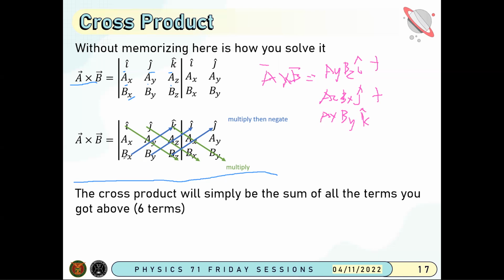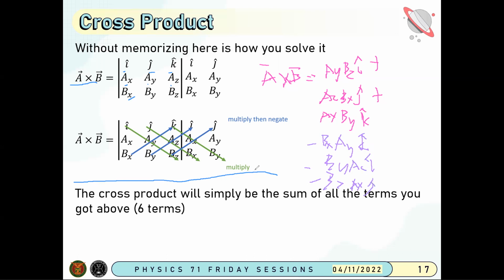Now, you have these blue lines going upward. So, three green, three blue. But for the blue lines, you multiply them, but negative. So, that means you will now have minus BX AY K hat, minus BY AZ I hat, and then minus BZ AX J hat.